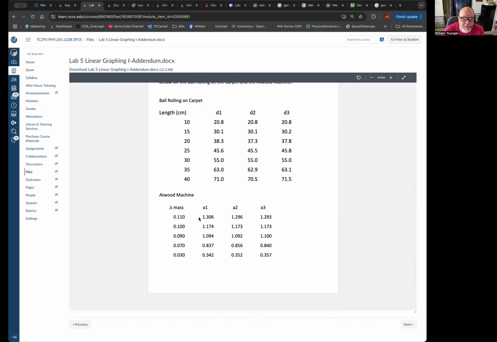Similarly, the same thing for the Atwood machine. When the difference in mass was 110 grams, you got 1.306 for acceleration. Then another trial, you got 1.296. Then another trial, you got 1.293. You're going to take the average of these three numbers, and that's what you're going to plot as the acceleration with a difference in mass corresponding to 0.110. You're going to do the same thing with the difference in mass being 0.100 and so on and so forth. But that's it. That's literally the whole process.